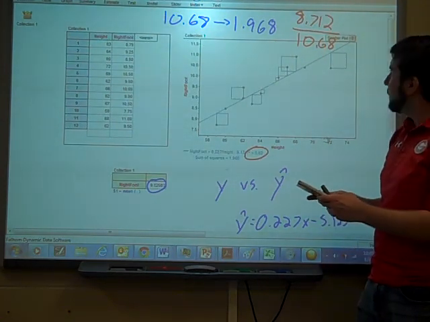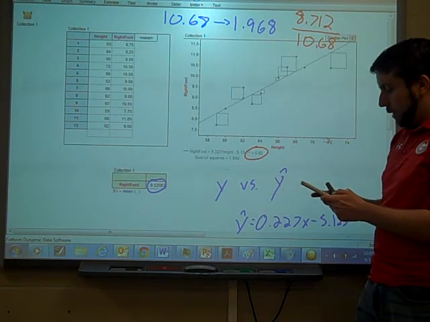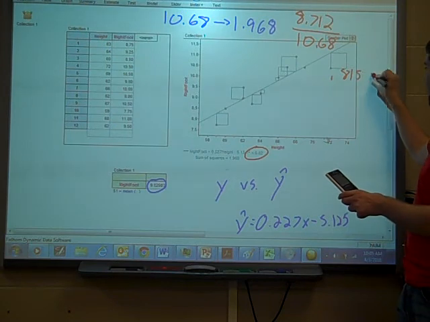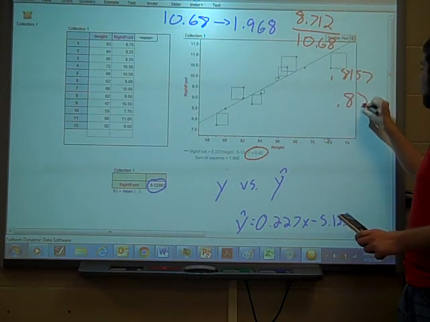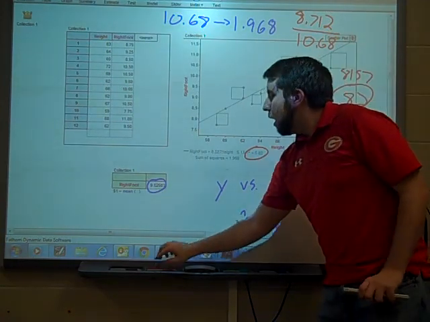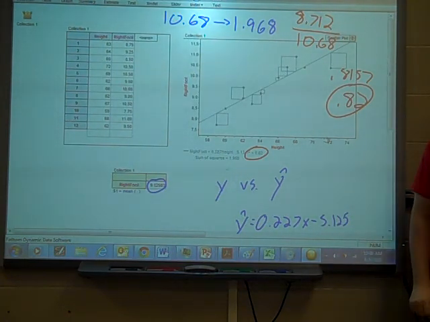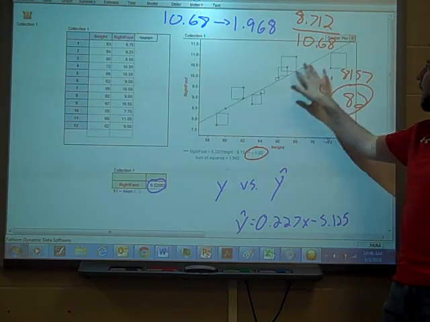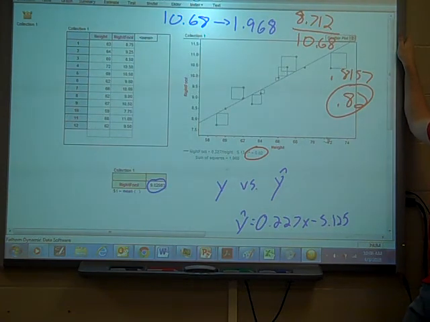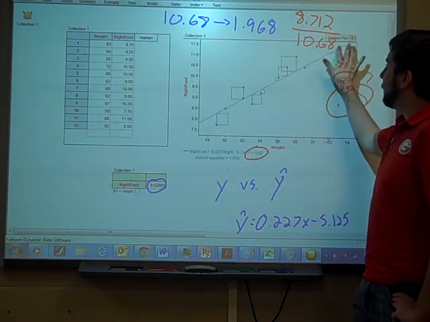And so, as a percentage, 8.712 out of 10.68, that is, as a decimal, 0.8157. Of course, if you round it, it becomes 82. There it is, right here. That's what R squared is, folks. It's basically the percentage of the least squares that is eliminated by having this line. So it's basically the percentage of the variability in the y variable, which is our right foot length, that gets accounted for by this linear relationship.